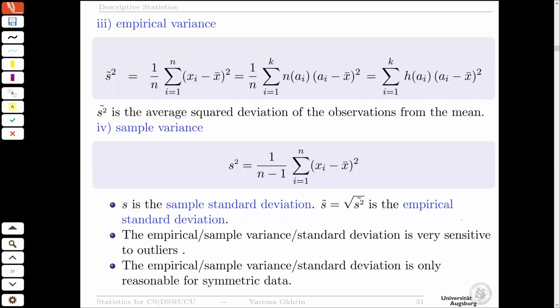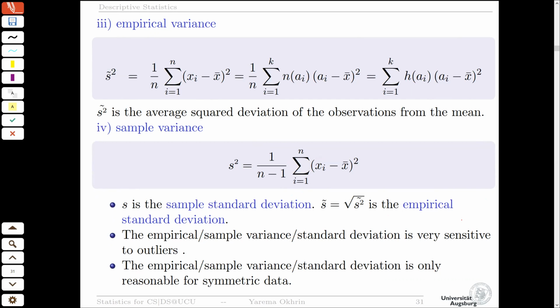And of course, the most popular way to measure the volatility and variability of the data is the sample variance or the empirical variance. You simply take all the xi, subtract the mean, the location parameter, square it, sum up and divide by the sample size. There are formulas for the classified data. This is the absolute frequency, this is the relative frequency, but this is the most popular way of doing that.